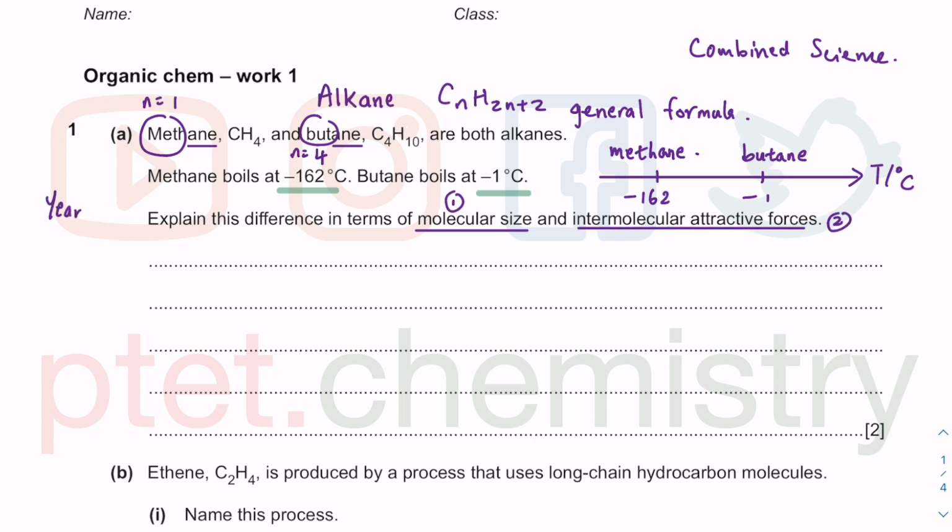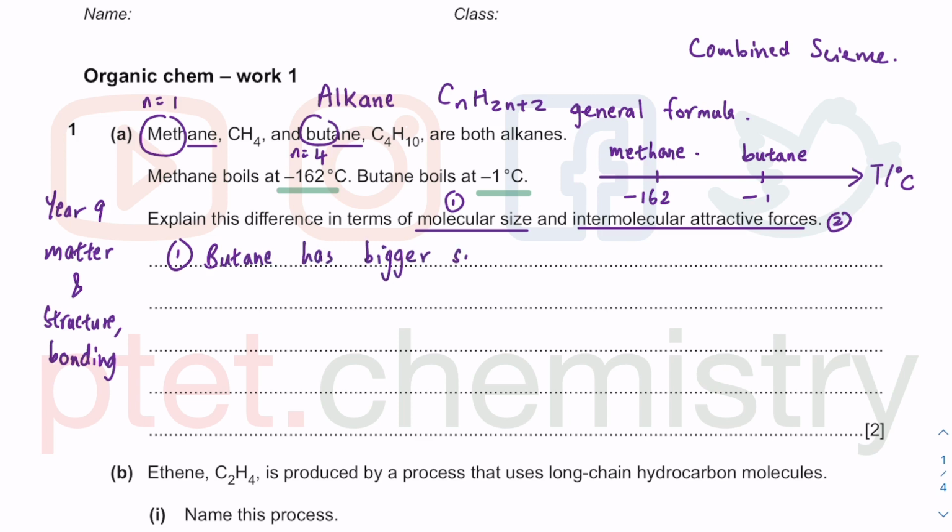These are part of the year 9 states of matter topic, and also the structure and bonding topic. So they are all related all the way to year 9 stuff. So number 1, we can say that butane has bigger surface area, so it is a bigger molecule. This relates to the bigger molecular size, a larger molecule than methane. So that is number 1.